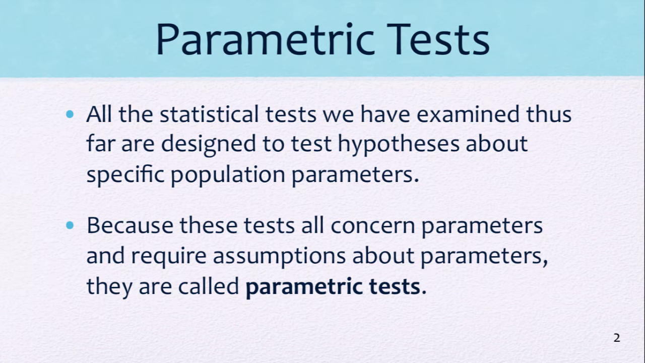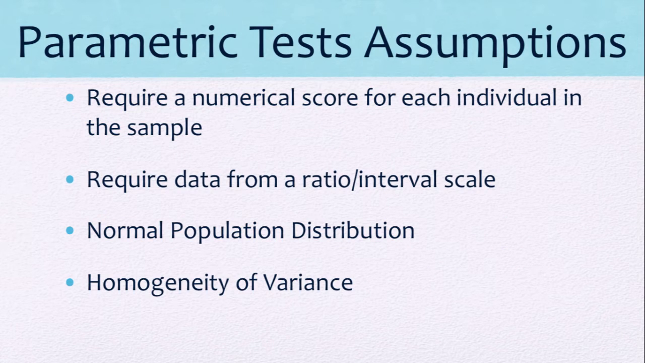Thus far in the course, we've been talking a lot about analyses that test hypotheses about specific population parameters. Because these tests are all concerned with parameters and require assumptions about parameters, they are called parametric tests. And so there are assumptions that are associated with parametric tests.